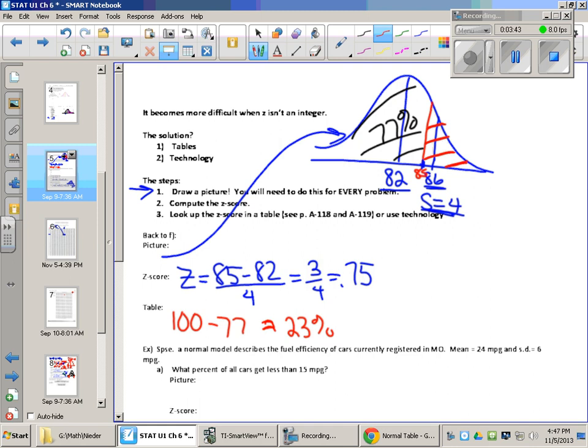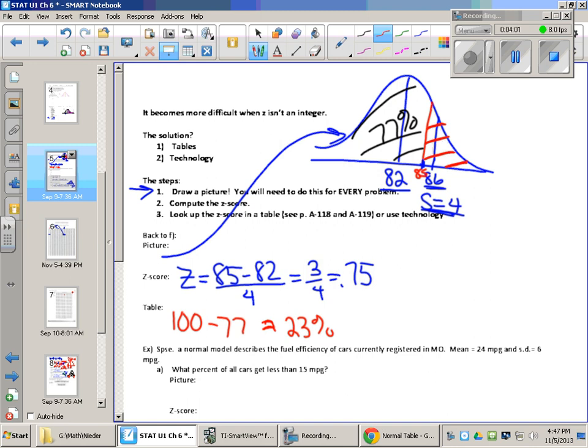I can't bring up the calculator on the recording for some reason, I guess because it's not a smart notebook thing. So if you look at the back page of your packet, it'll tell you how to get the value on your calculator, but that's something we'll also go over in class.